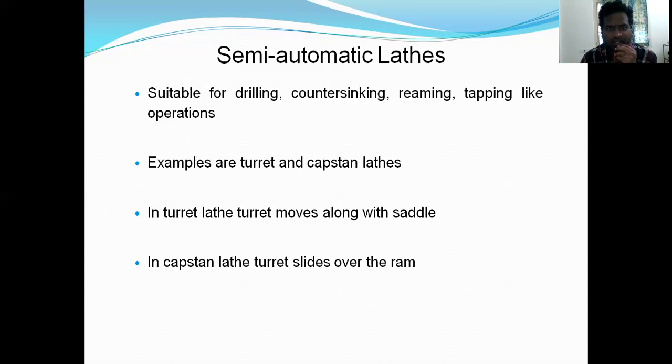In a turret lathe, the turret moves along with the saddle. In a capstan lathe, the turret slides over the ram, as I have told you. In the capstan lathe, the turret carriage is fixed on the ram for longitudinal movement. It slides over the ram, whereas in the turret lathe, the turret moves along the saddle.